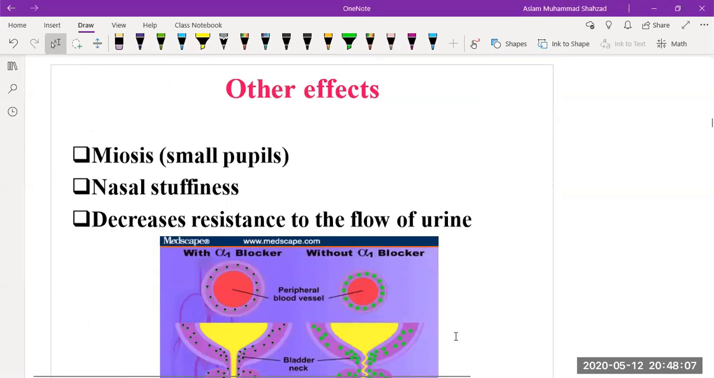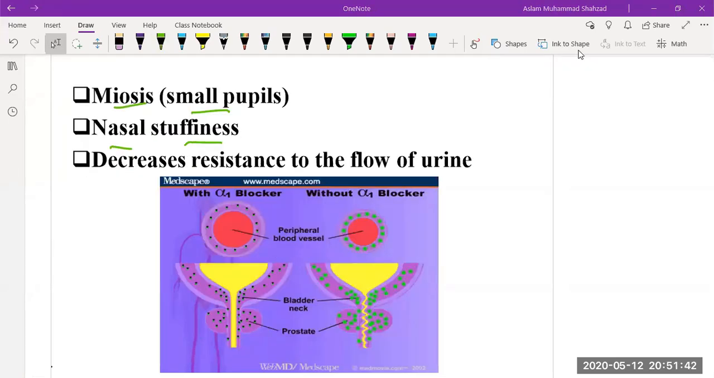The other effect that they have mentioned is that it can cause miosis, where the pupils become small. Then nasal stiffness also occurs. It is also responsible for decreased resistance to the flow of urine.